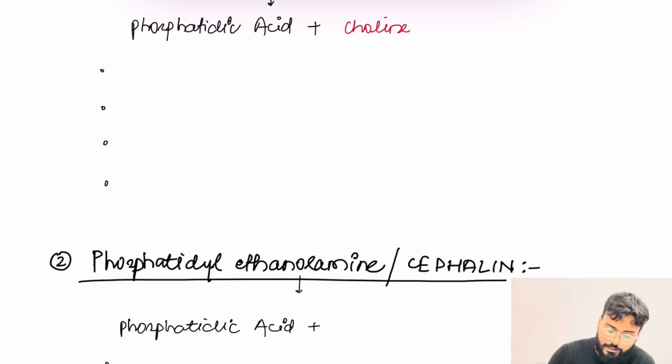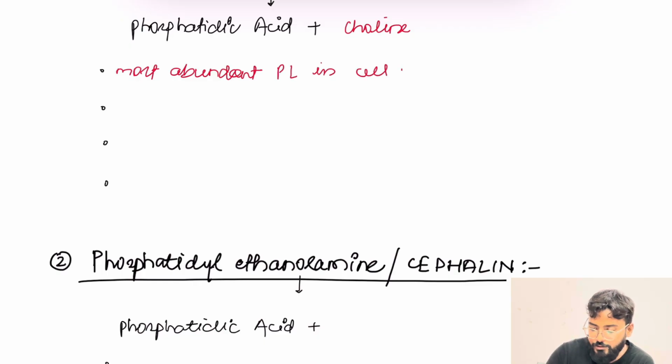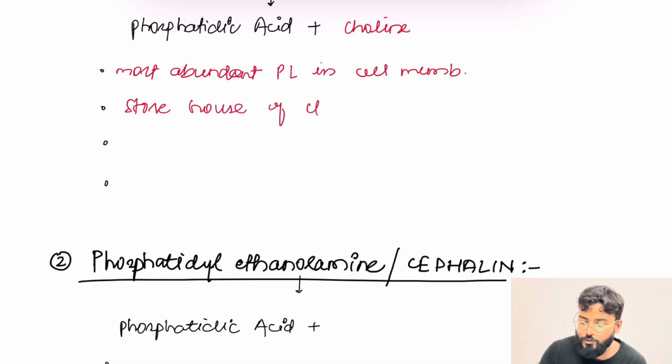Lecithin is the most abundant phospholipid in cell membranes. Inside the cell membranes, this is the most abundant phospholipid. It is also the storehouse of choline.